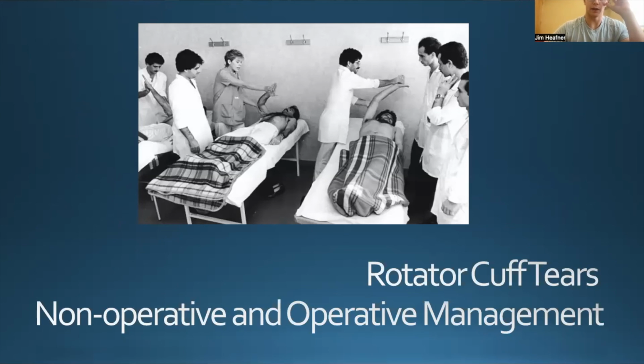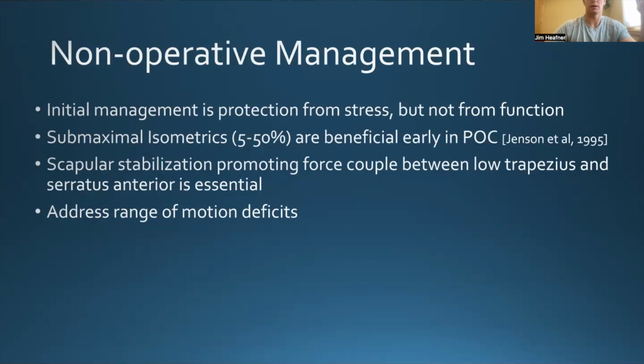And then lastly, we're going to briefly talk about rotator cuff tears, operative and non-operative management. With rotator cuff tears, the initial non-operative management is going to be protecting it from outside stress. If we're seeing someone with a rotator cuff tear who has not had surgery, we need to gradually get them back to function. So we need to protect them in ranges that aren't going to take a partial tear to a full tear, but we need to be working on that gradual exposure back to function.